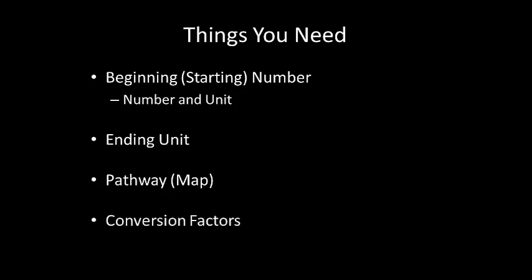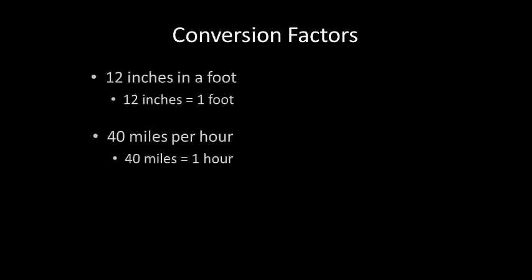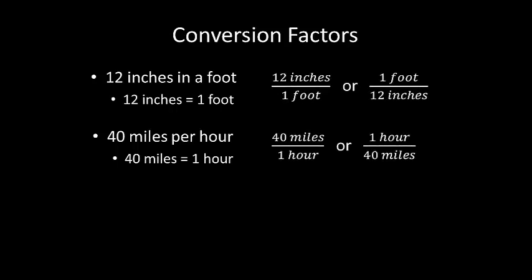The last thing you need are one or more conversion factors, so let's talk for a minute about what conversion factors are. Conversion factors are equalities we use to convert from one unit to another unit. Some that you may have heard of are 12 inches in a foot and 40 miles per hour. Notice I've also written those as mathematical equalities. We can also write them as fractions, which you have to do when using dimensional analysis. Notice the fractions can be written two ways, which means you will need to decide which number and unit goes on top and which goes on the bottom.